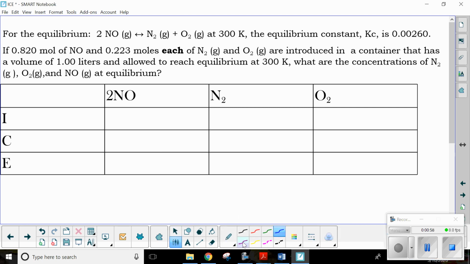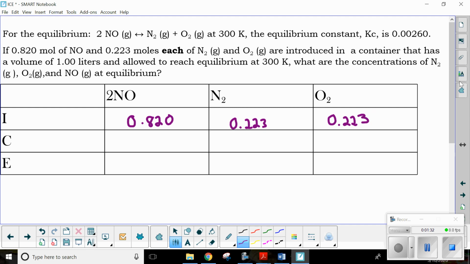So I'm going to fill in what I know to begin with. Notice I put the species across the top, and its initial concentration, change in concentration, and equilibrium concentration down the column. So initially I start out with 0.820 moles per liter of NO and 0.223 moles per liter of N2, and the same with oxygen.